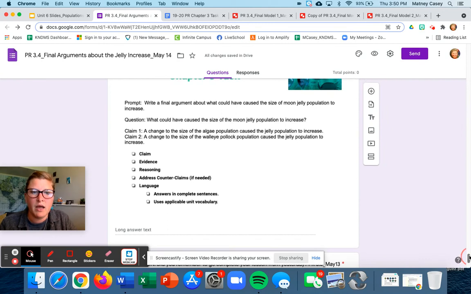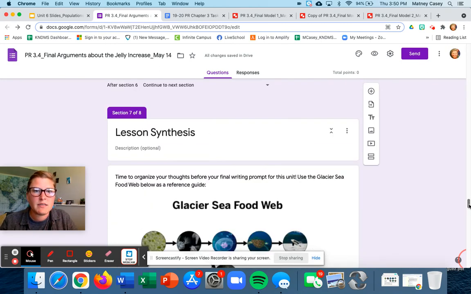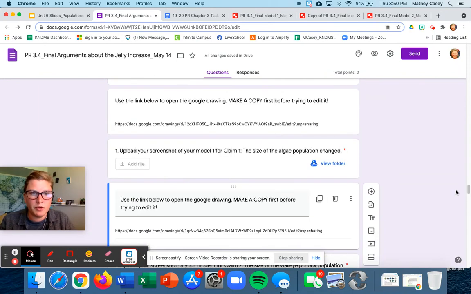I highly recommend when you get to this part that you use your science notebook. You have all of your terminology in there. You have all of your key concepts in there. And I highly recommend that you also go back in the lesson when you get to this part to look at sections like the lesson synthesis portion of it, as well as maybe coming back and watching one of these videos. Okay, so go ahead and upload your screenshots of those 2 models, create them first, and then upload the screenshots, and then go on to your written portion.